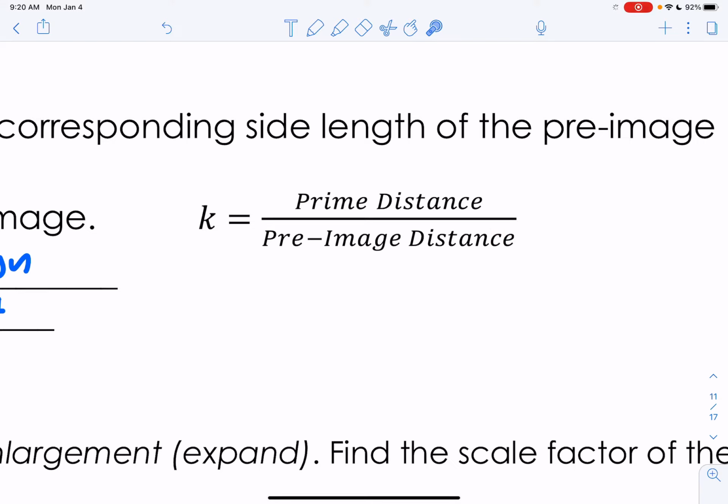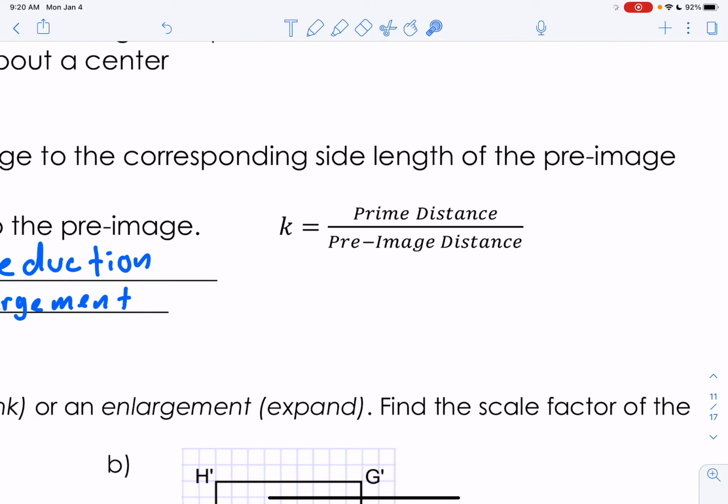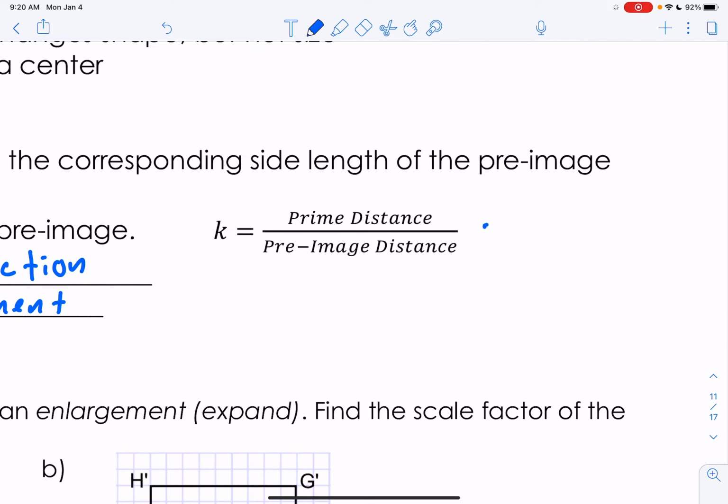The prime distance is going to be your image, right? So it's always image. Another way to think about this is we always go image over pre-image.